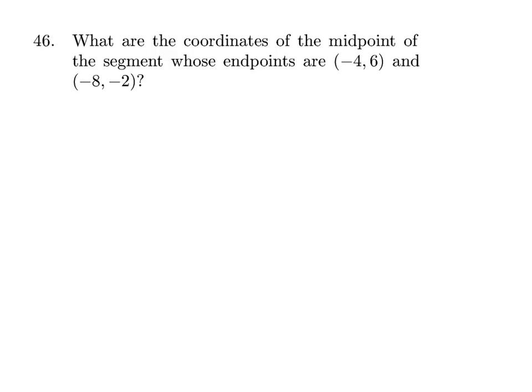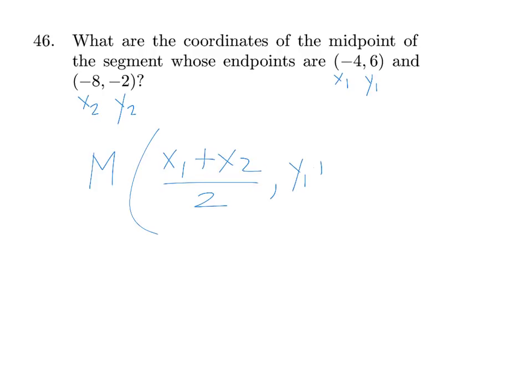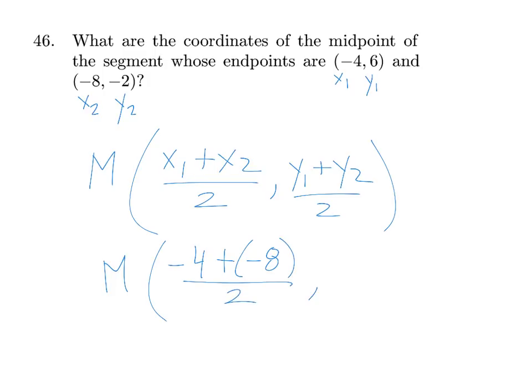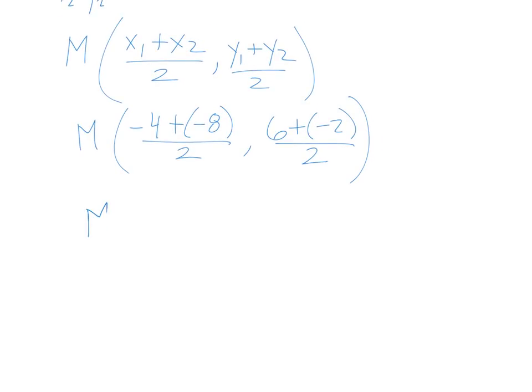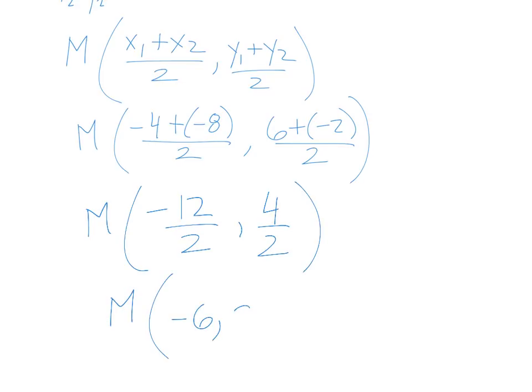All right, what are the coordinates of the midpoint of the segment whose endpoints are negative 4, 6, and negative 8, negative 2? All right, so I have x1 plus x2 over 2, y1 plus y2 over 2. So x1 is negative 4 plus x2, which is negative 8. Then I have y1, which is 6, plus y sub 2, which is negative 2. Negative 4 plus negative 8, I have negative 12 over 2. 6 plus negative 2 is 4 over 2. So I have negative 6 and 2. Done.